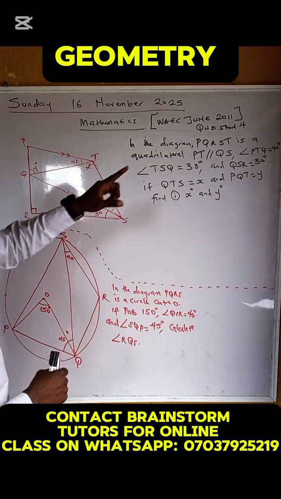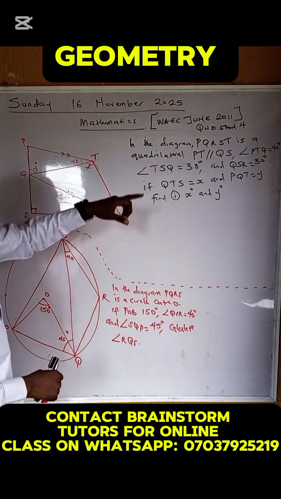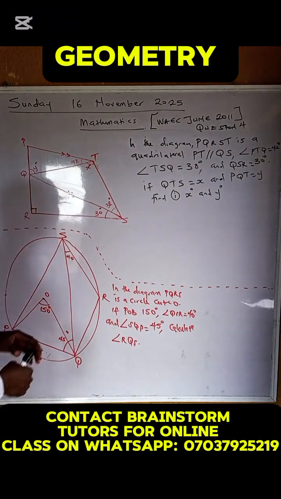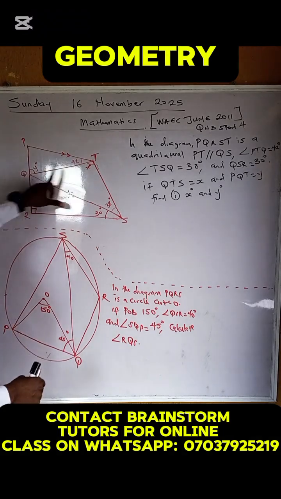And they say that PTQ is equal to 42 degrees, TSQ is 38 degrees, and QSR is 30 degrees. And they gave us a question like this. Our aim is to just get the value of x degrees and y degrees.